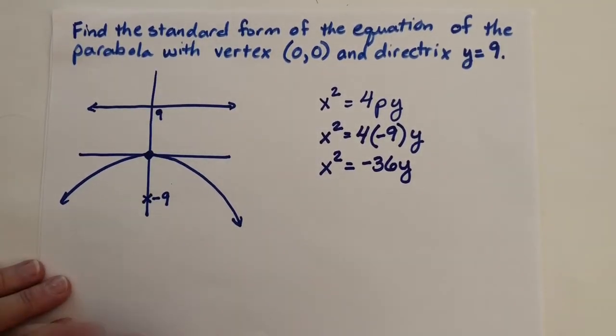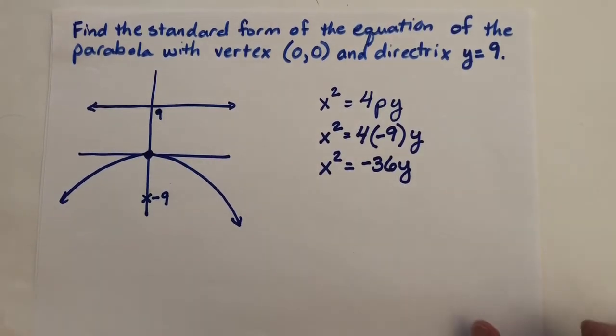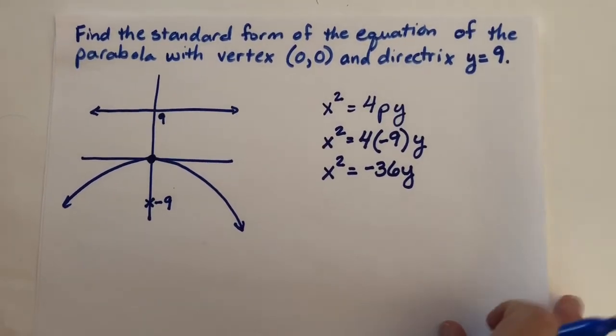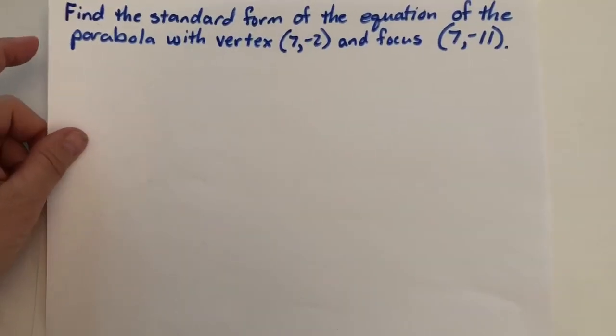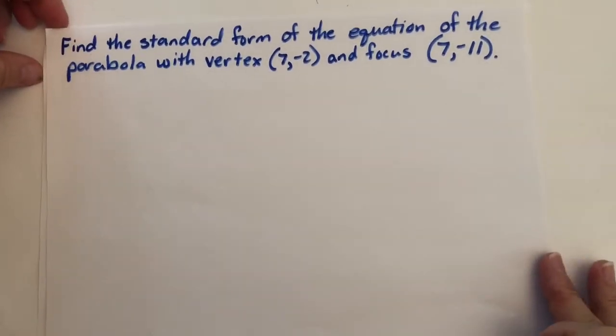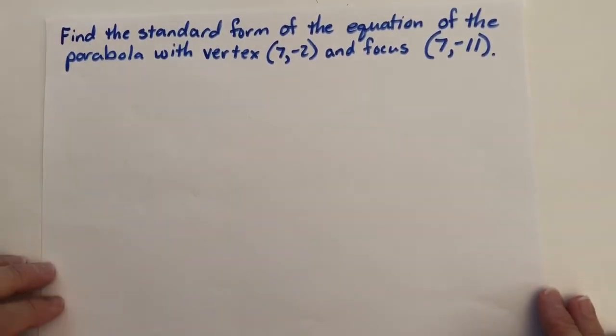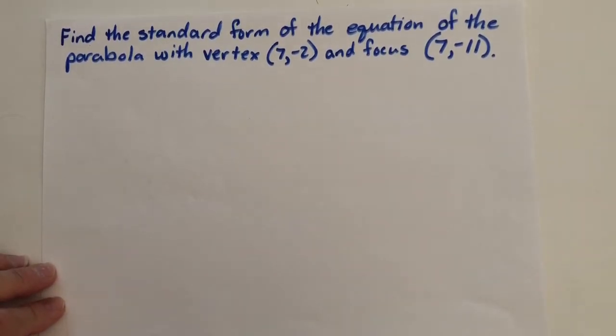And this one's complete as well. Let's do another one. And this time, the vertex is not at the origin. Look at this one that we're going to do. Find the standard form of the equation of the parabola with vertex (7, -2) and focus (7, -11).